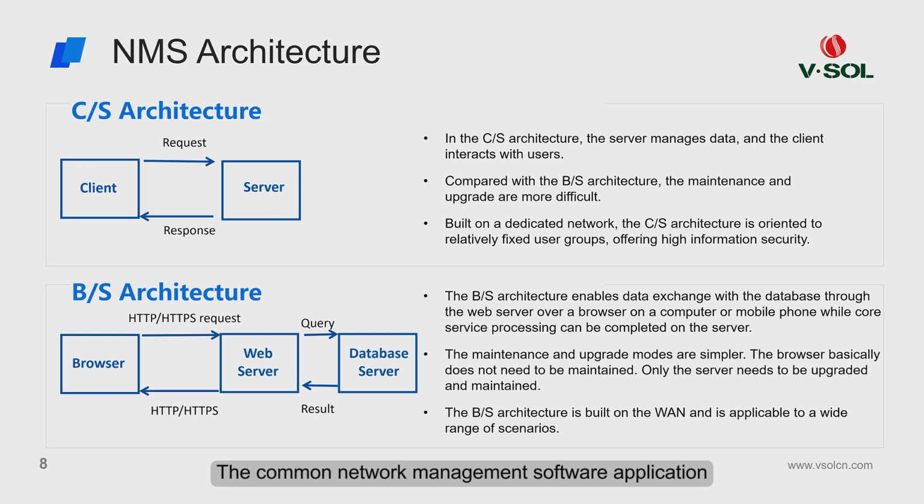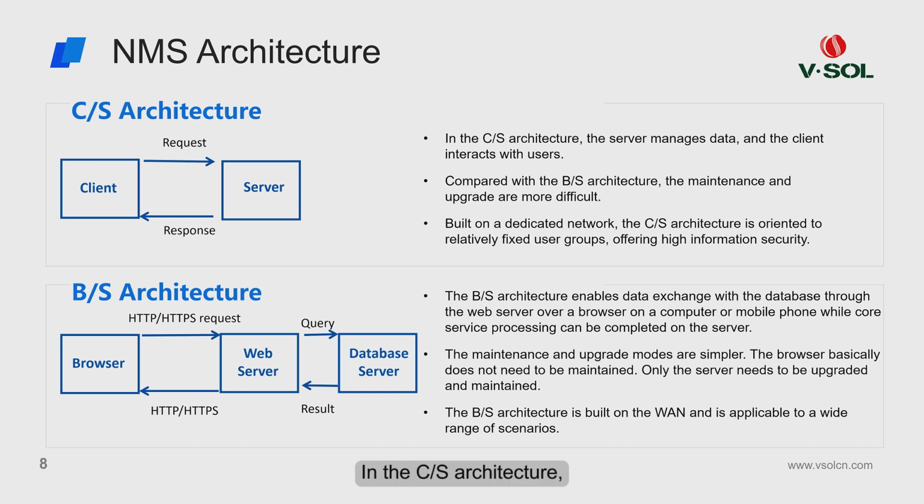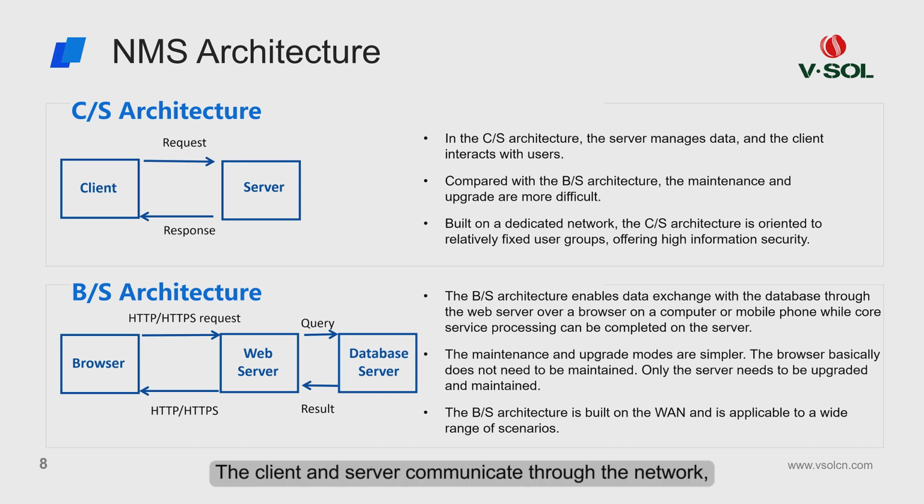The common network management software application architecture modes include CS architecture and BS architecture. In the CS architecture, the application is divided into 2 parts. One is the client software, installed on the user's personal computer or mobile device. And the other is the server side, responsible for data management and processing business logic. The client and server communicate through the network.